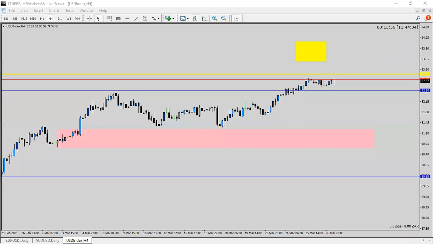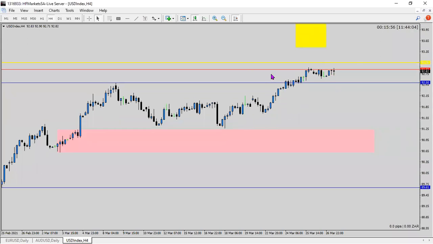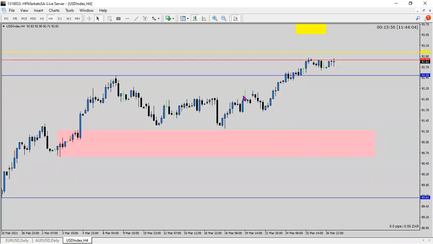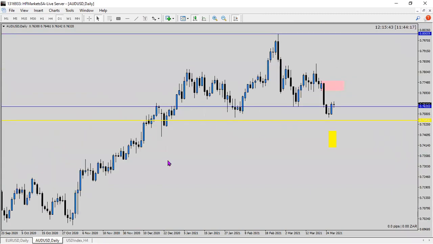Cool. So moving on from that, we can see that we've got our bias set in terms of dollar. If you're trading any of the major pairs or cross pairs that have dollar influence, then you can obviously use that as a guiding bias towards the rest of your pairs.